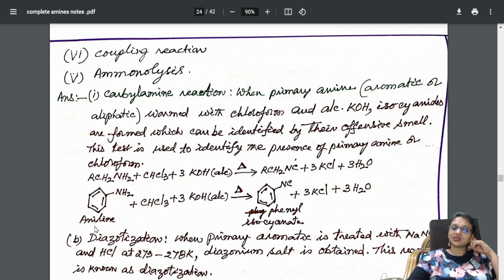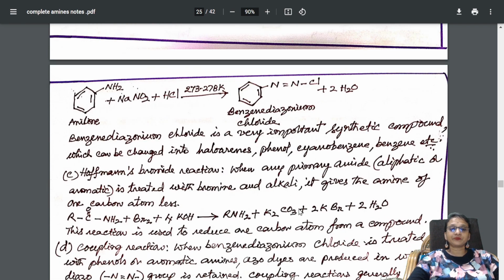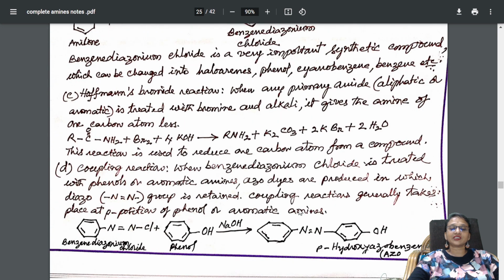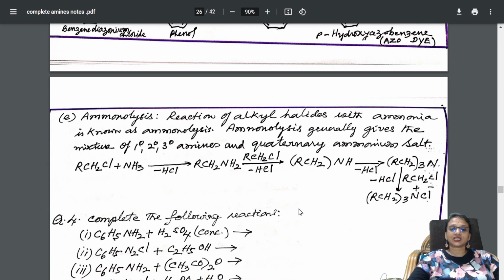When a primary amine, whether aliphatic or aromatic, combines with chloroform in the presence of alcoholic KOH, you'll be getting isocyanides, which have an offensive smell. Like that, the whole name reaction should be mentioned. So diazotization reaction, check carefully. All the name reactions, Hoffman's, coupling, everything is mentioned here. Got it, students?